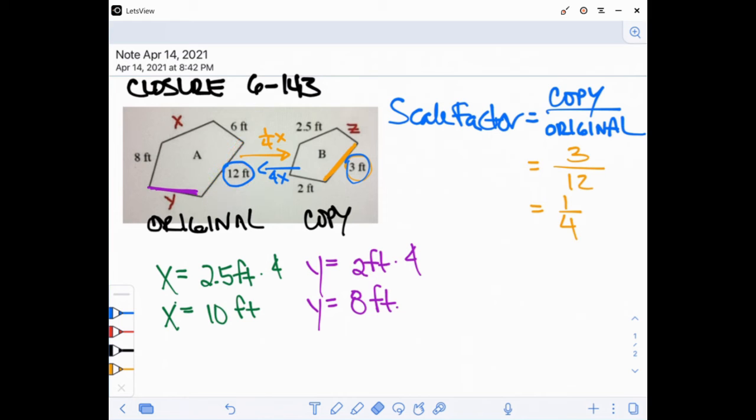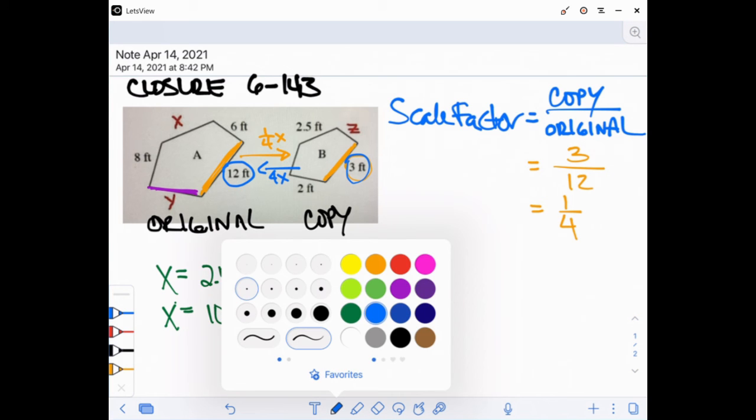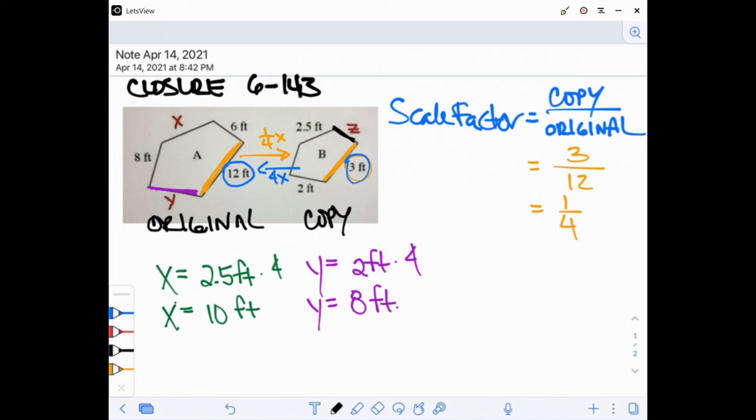All right, so one side left, Z. Let's tackle Z. Now Z is a little bit different. Z is on the copy. So let's see if we can figure out what that would be. So side Z is here. In the original, the corresponding side is there. So side Z is in the copy. It's a quarter of the original size, right? That's the scale factor we figured out from A to B. It's a quarter the size.